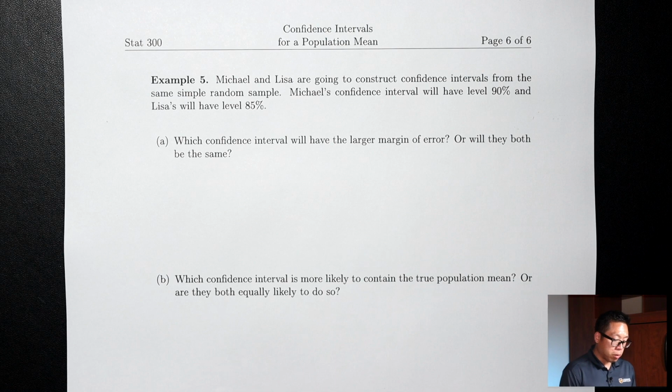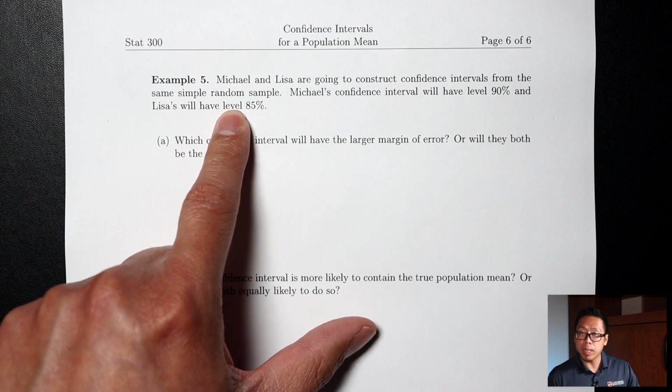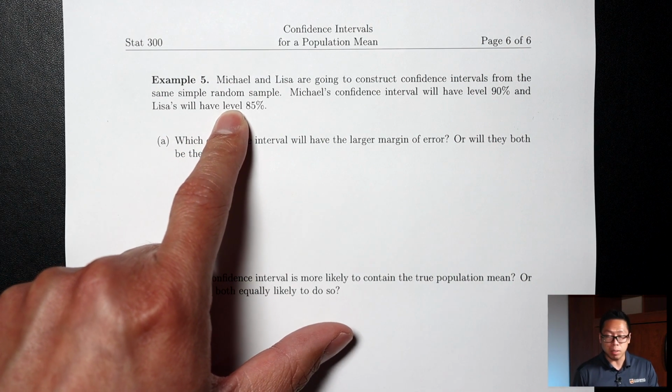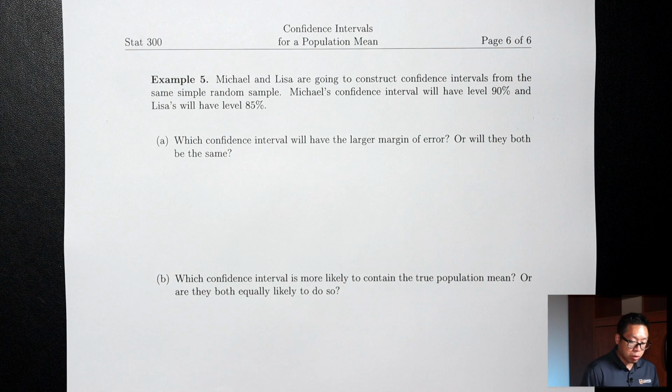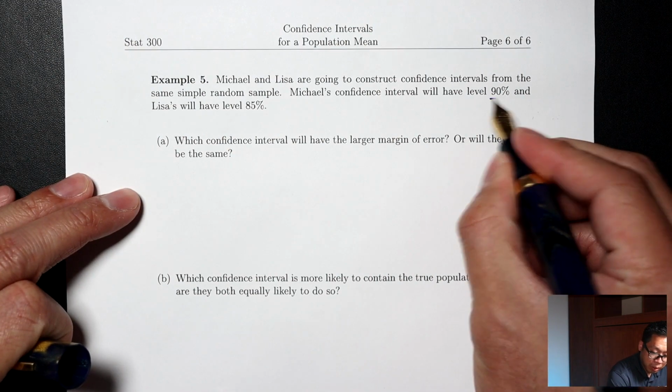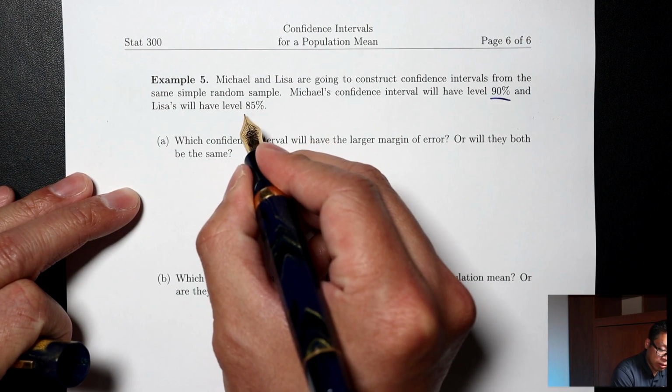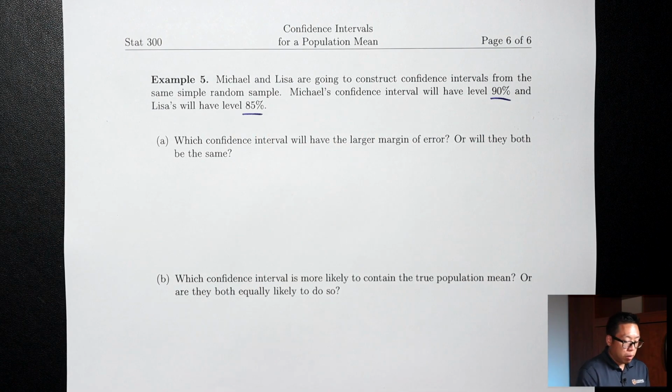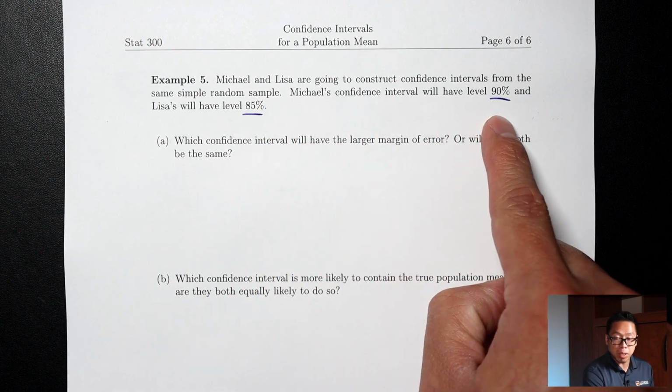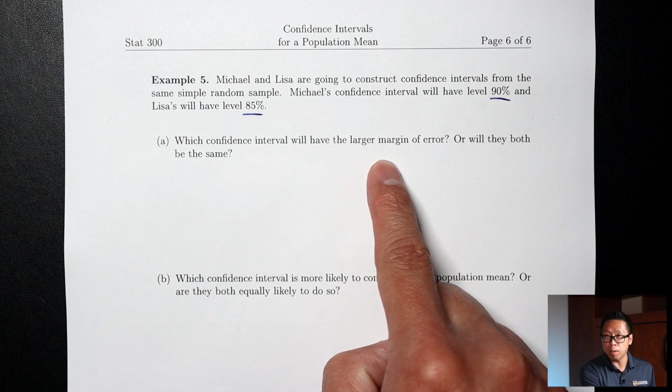Example 5. Michael and Lisa are going to construct confidence intervals from the same simple random sample. Michael's confidence interval will have level 90% and Lisa's will have level 85%. Part A. Which confidence interval will have the larger margin of error, or would they both be the same? They're using the same simple random sample, which means they're both going to use the same sample size. The only difference is Michael is going to use a 90% confidence level and Lisa an 85% confidence level. So which confidence level is going to result in a larger margin of error?